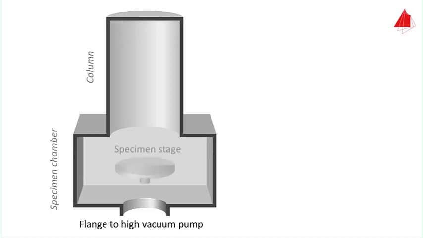The round specimen stage may not only be moved to the left and to the right, but likewise in all other directions. It may also be tilted and rotated. All samples to be investigated are placed on the specimen stage.